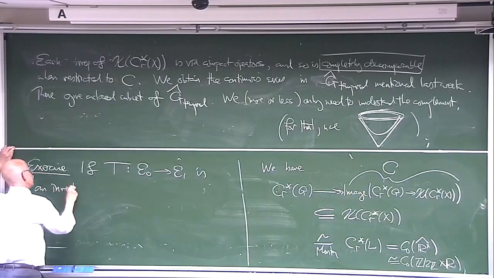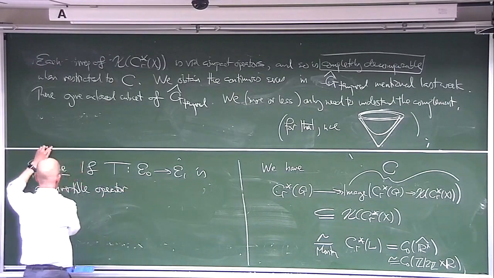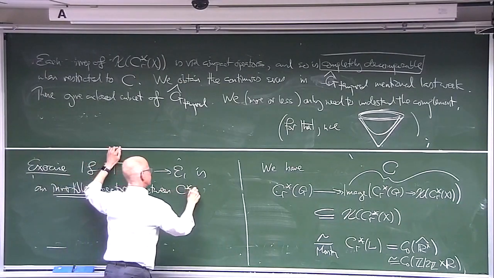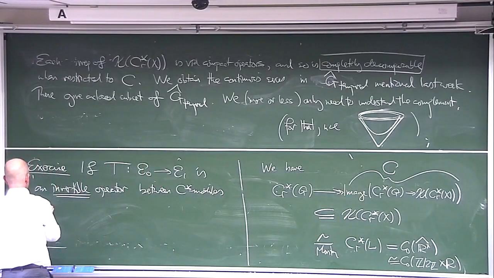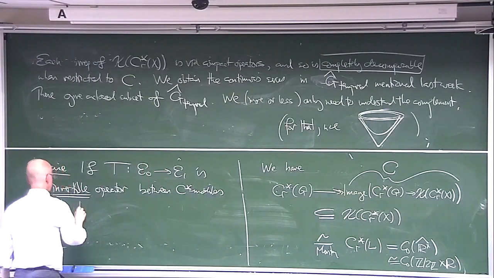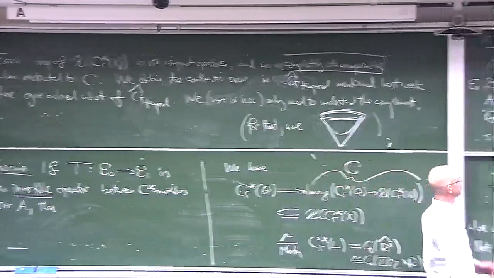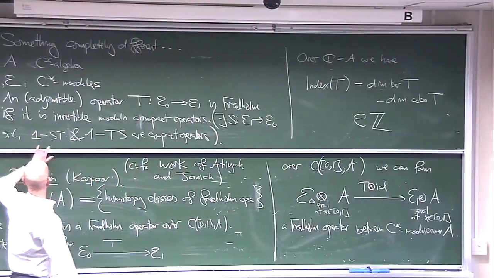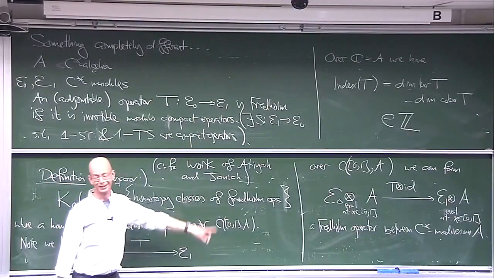Suppose you have an invertible operator between C-star modules over A. Now, an invertible operator is certainly Fredholm, because if T is invertible, then there's an S so that the compositions ST and TS minus 1 are not just compact operators, they are 0. That's what invertible means. And so invertible certainly implies Fredholm.